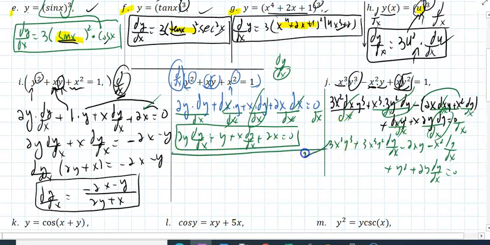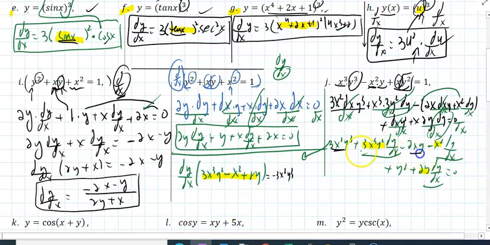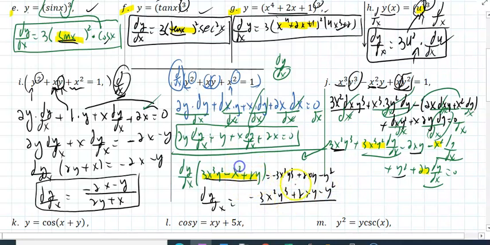I'm going to work this right there. So I'll leave everything with a dy/dx on one side, factor dy/dx out. I'll have 3x cubed y squared minus x squared plus 2y. That would be those three. I would move this to the right, this to the right, and this to the right. And dy/dx would simply be negative 3x squared y cubed plus 2xy minus y squared all over the parentheses.